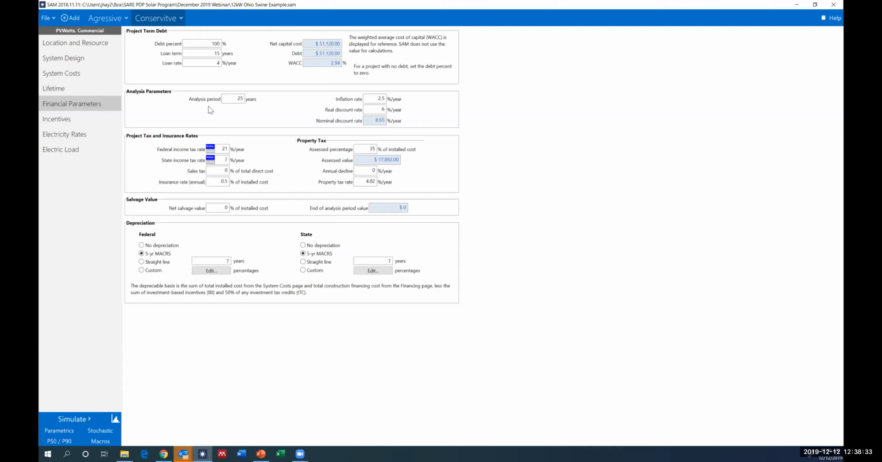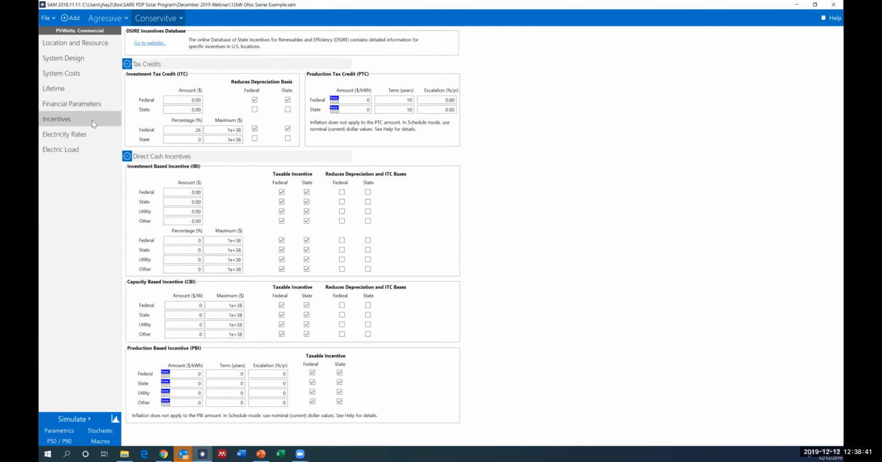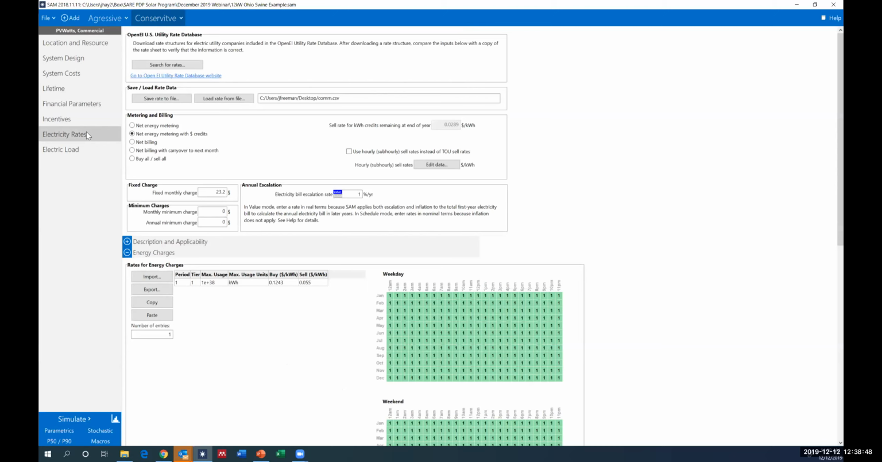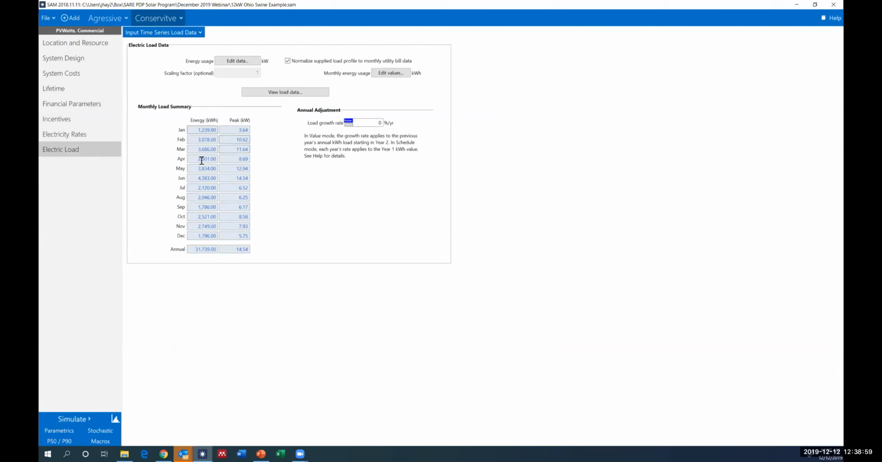We're running a 6% discount rate with a 2.5% inflation rate. So just to see where we're at. The incentives, it's really only getting the federal tax credit. That's all we've signed up for at the moment. And then we have our situation of electric rates put in. And maybe a little later, we'll talk more about detailing some different types of electric rates and things like that. The load is, we use monthly values to put in our load for our farm.